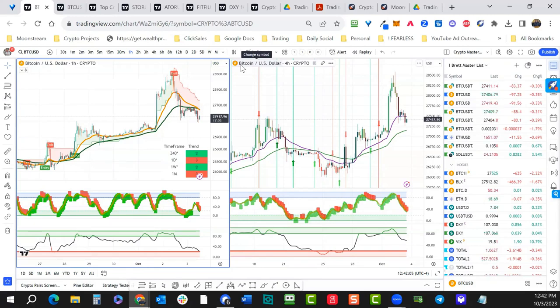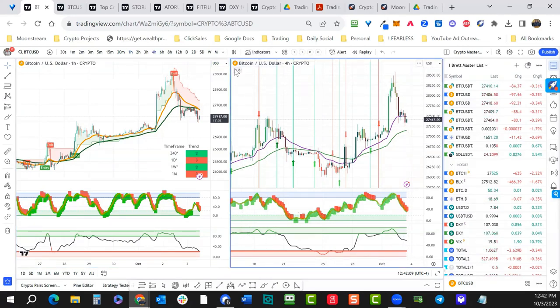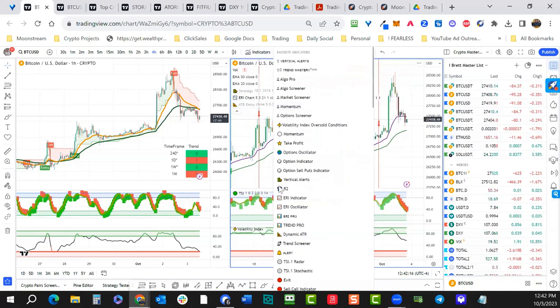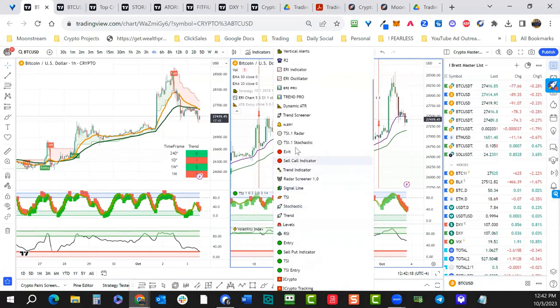Let's look at the 1 hour, 4 hour, and see if we have any clues. Pulling back down to a support, but still in an uptrend. And let's see, I'm going to turn on my ERI. I'm going to put the ERI Pro on this because that would be good to see on the 4 hour. ERI Pro. Okay, so there it is.